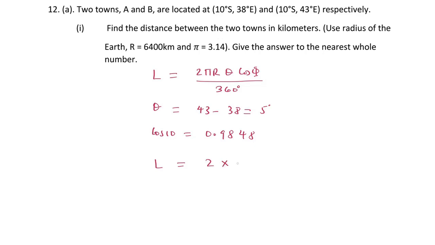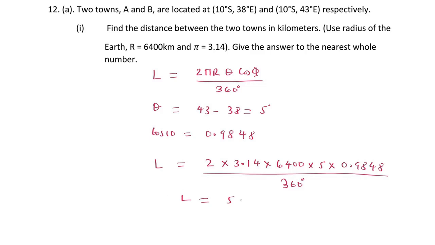2 times 3.14 times 6,400 times 5 times 0.9848 over 360 degrees. Solving this, we are going to have L equals 549.74, which we can approximate as 550. Therefore, the distance is 550 kilometers.